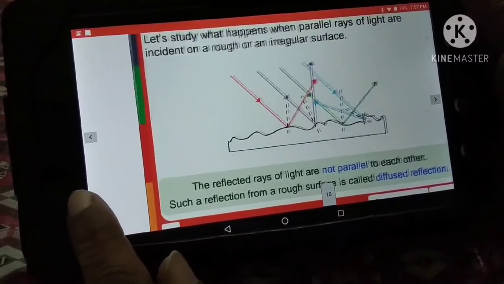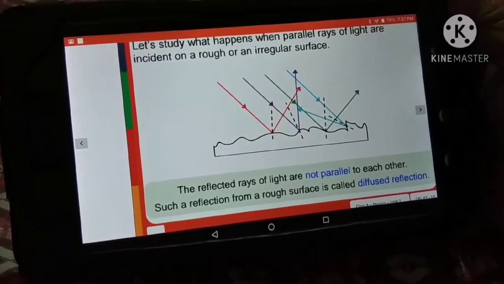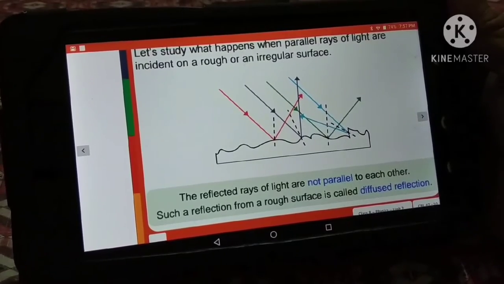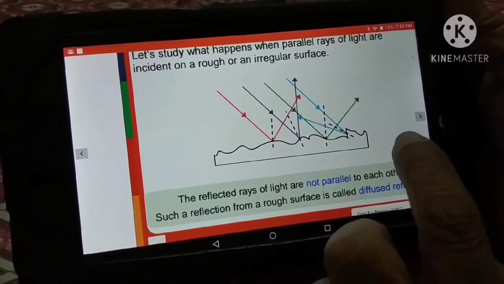So, these reflected rays of light are not parallel to each other. Such a reflection from a rough surface is called diffused reflection.